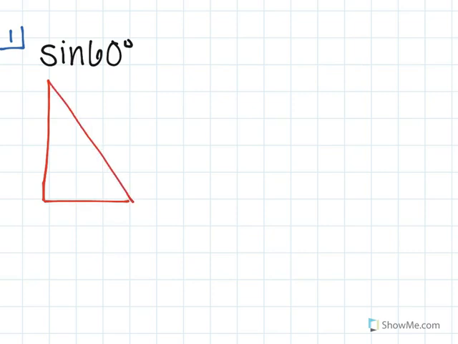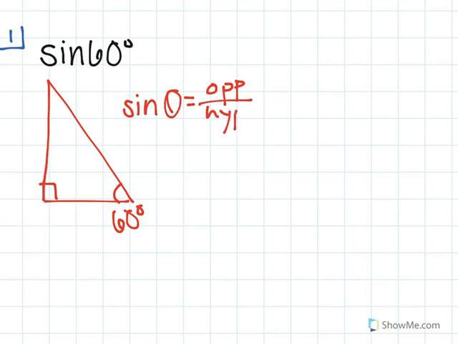So we have a right triangle, we have our right angle, and we have 60 degrees. So we know that sine theta is equal to opposite over hypotenuse on a right triangle. So we're going to need this opposite side B and a hypotenuse. So for simplicity's sake, we can just assign the hypotenuse a value. So I'm going to pick 2. And we know with a 30, 60, 90 triangle that the shortest side is equal to half the length of the hypotenuse. So this side is going to be equal to 1.